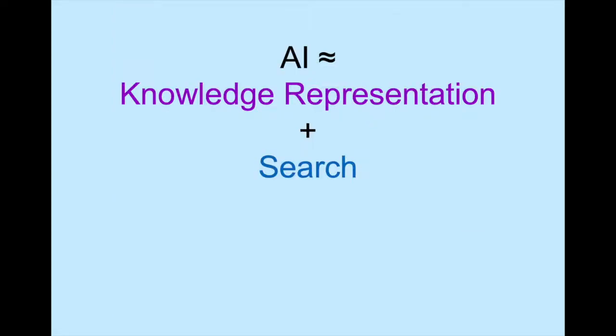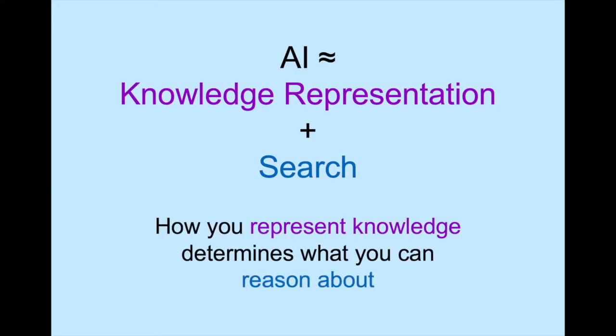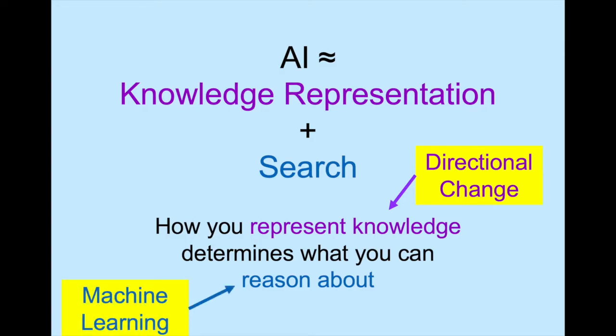Artificial intelligence involves two important parts: knowledge representation and search. How you represent knowledge determines what you can reason about. In this book, we use directional change to summarize financial data. I shall explain what it is in a moment. We use machine learning to process information captured under directional change and use knowledge thus generated to support trading.